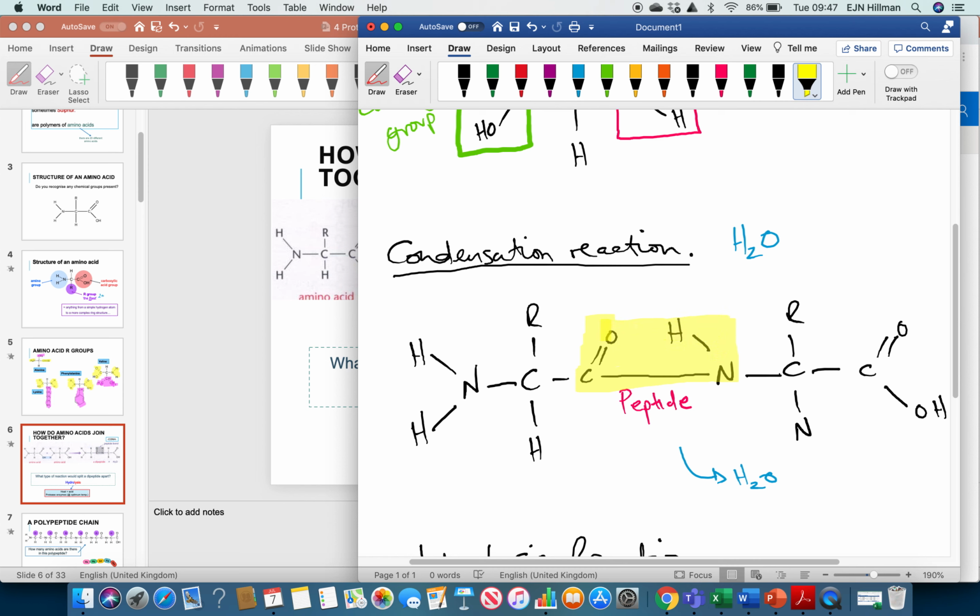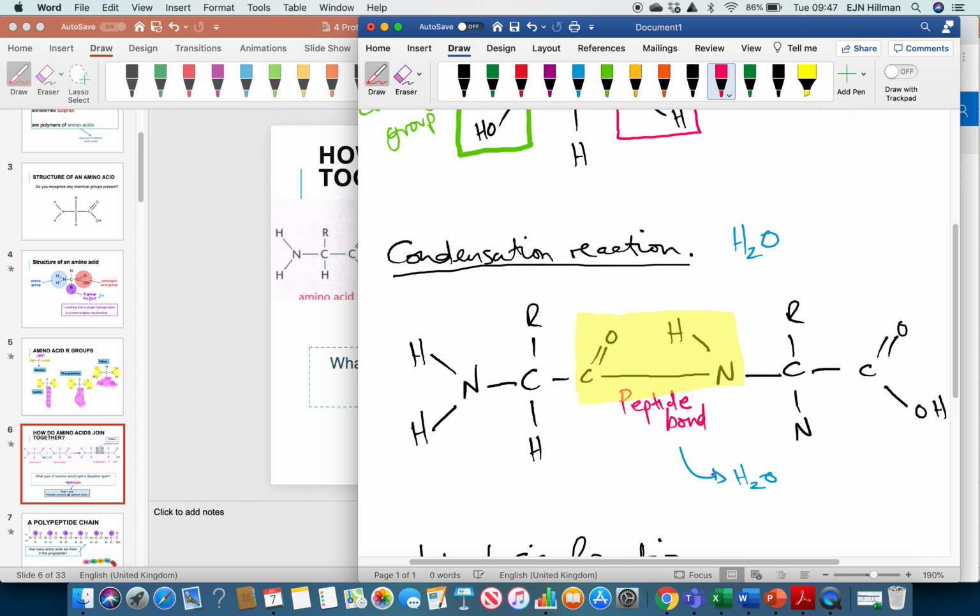So in some cases, there have been questions in the past, so draw a box around the peptide bond after showing the condensation reaction. And if you were asked to do that, well, draw that box around that peptide bond like I've just done there.